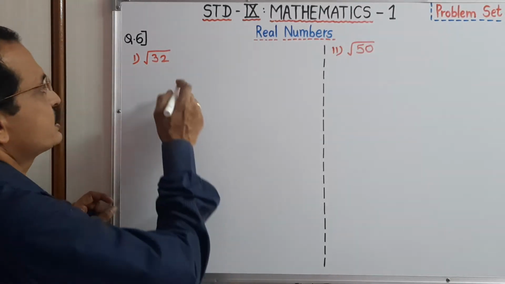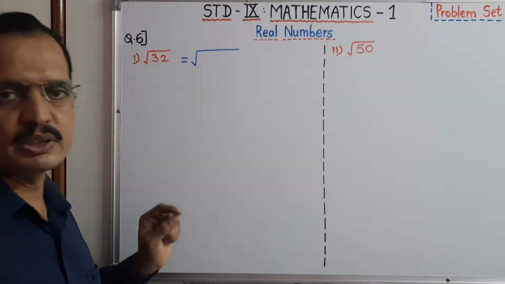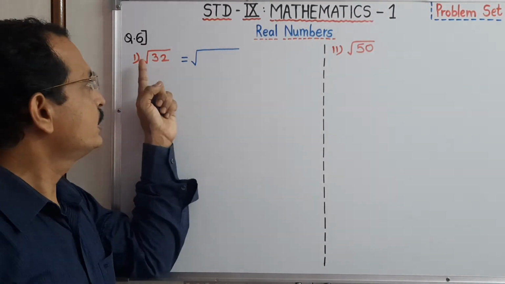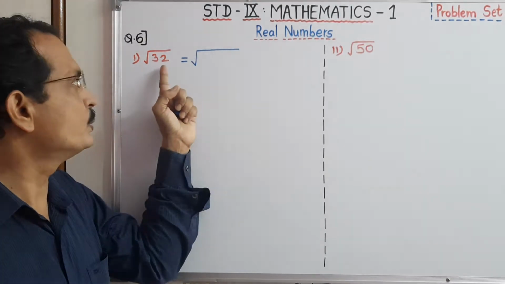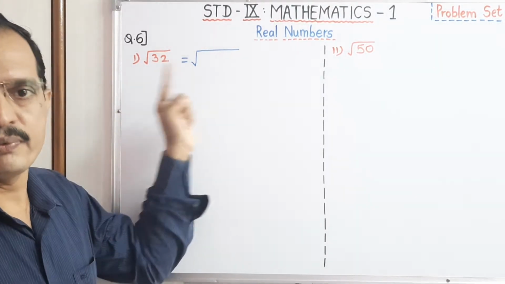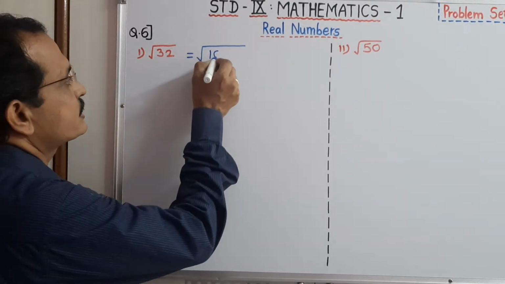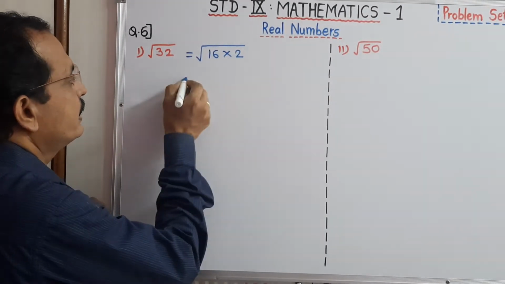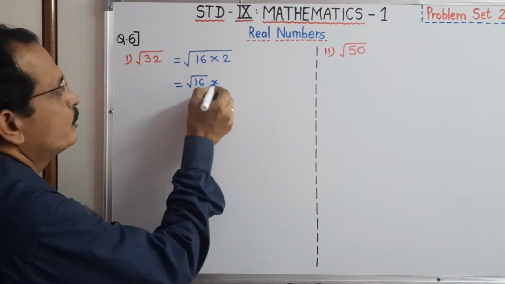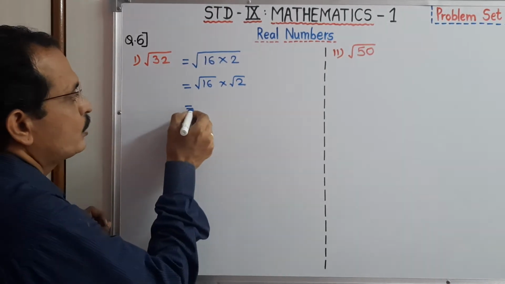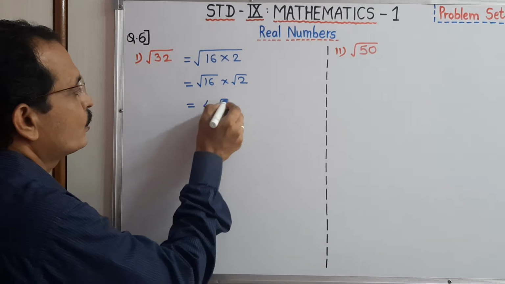For that purpose, just now we saw how to write the simplest form. We have to see the order of the surd. The order is 2. Therefore factorize this 32. One factor must be a perfect square. Now very easy. It is 16 twos. Then, dear students, we write root 16 into root 2. Then root 16, the square root of 16, is 4, so it is 4 root 2.